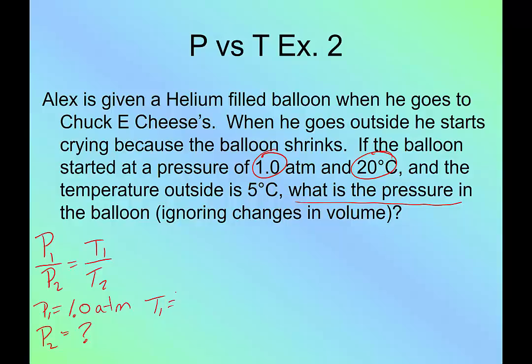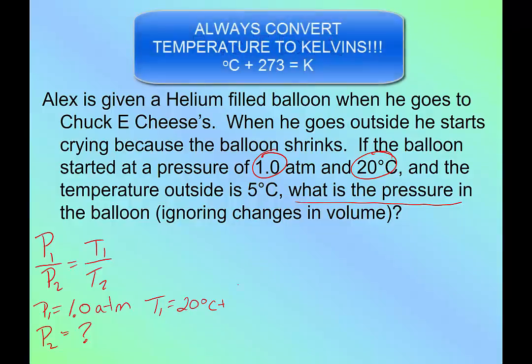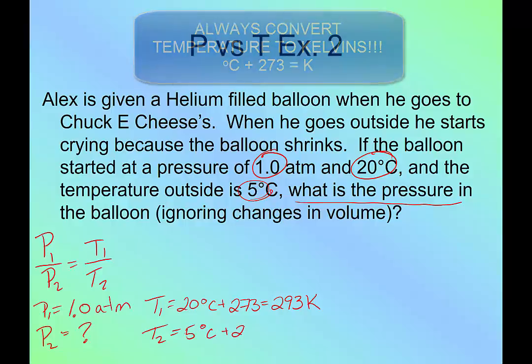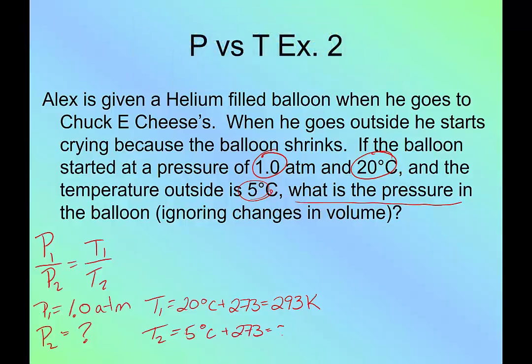Our T1 is 20 degrees Celsius, but again, we do not leave it as Celsius. We have to add 273. Why? Because when you convert to kelvins, kelvins is degrees Celsius plus 273. It's a constant. It's always 273. Now we do our T2. Our T2 is only 5. So we've got 5 degrees Celsius plus 273, which is equal to 278 Kelvin.